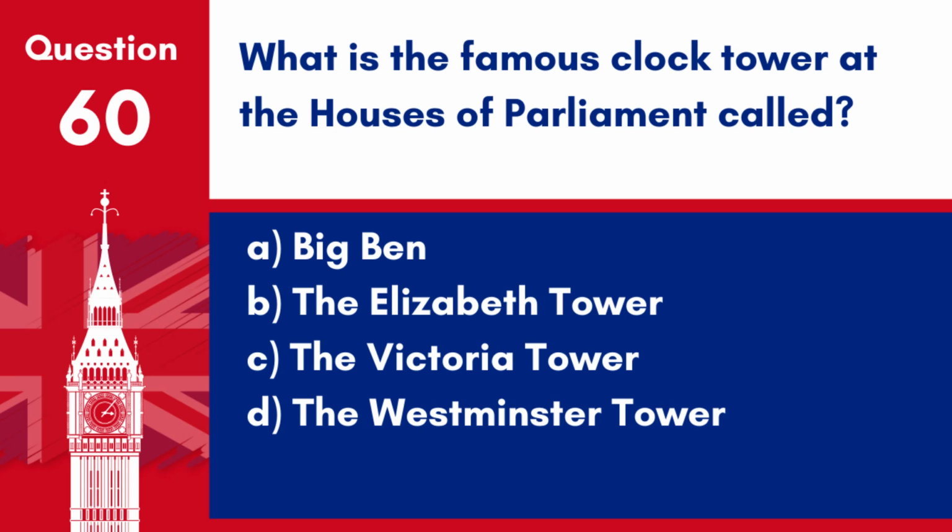Question 60. What is the famous clock tower at the Houses of Parliament called? A. Big Ben. B. The Elizabeth Tower. C. The Victoria Tower. D. The Westminster Tower. Answer: B. The Elizabeth Tower. The famous clock tower at the Houses of Parliament is called the Elizabeth Tower, although it is often mistakenly referred to as Big Ben, which is actually the name of the bell inside the tower.